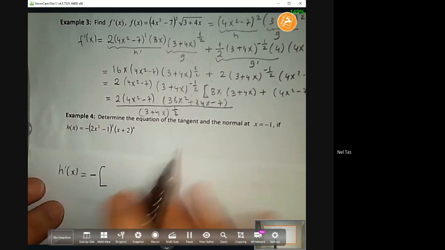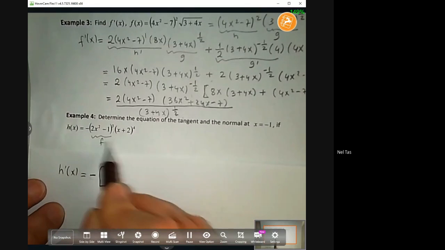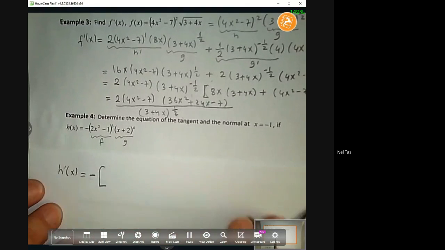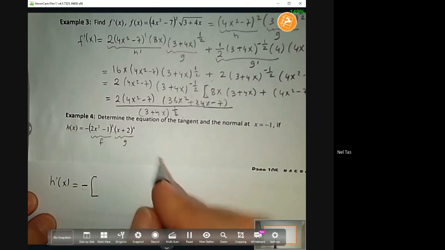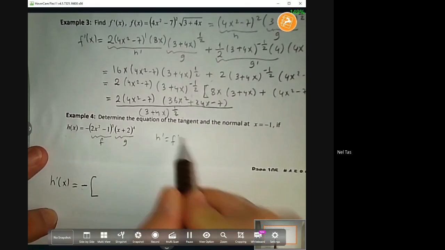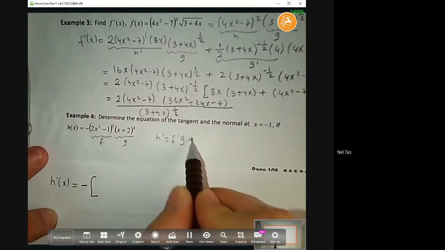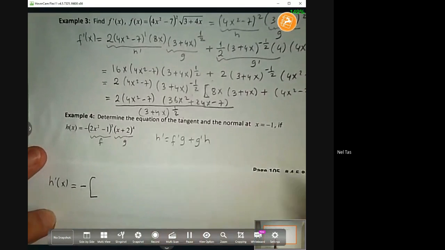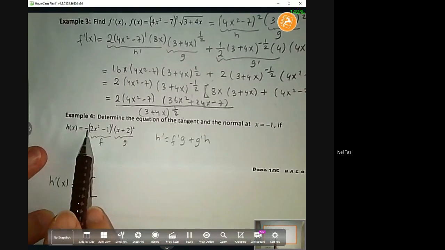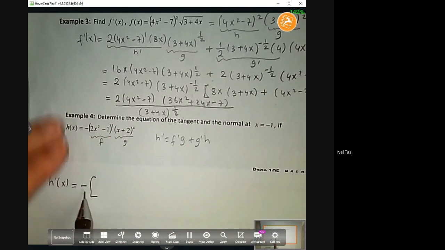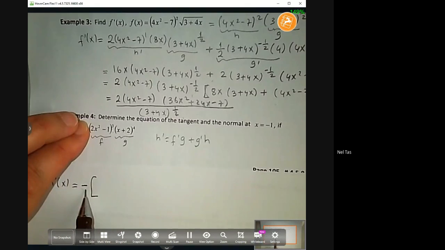Now, this is your, let's say, f function, and this is your g function. Again, when you're taking the derivative, f prime times g plus g prime times f. And again, I keep the negative sign outside here. I'm not going to worry about it.